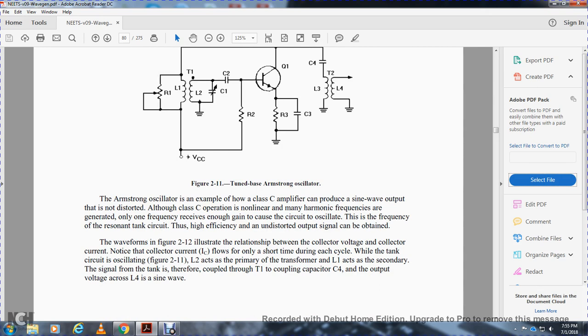The waveforms in Figure 2-12 illustrate the relationship between the collector voltage and the collector current. Note that the collector current flows for only a short time during each cycle. When the tank circuit is oscillating, Figure 2-11, the inductor and capacitor across the primary of the transformer act as a secondary signal tank. Therefore, the coupled transformer and coupling capacitor C4 output the voltage across inductor 4 as a sine wave.